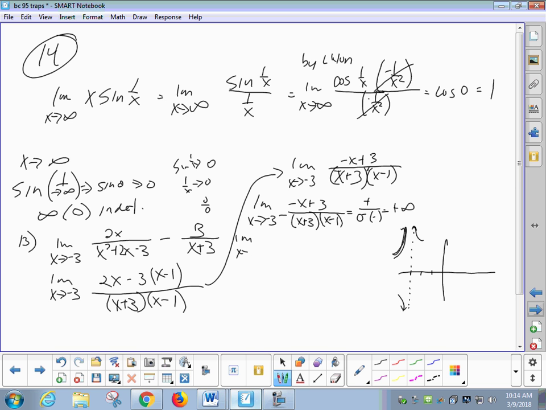And if I looked at the other side, this would still be positive, but this would be small positive numbers, negative, so this is negative infinity. And so I would conclude then the limit does not exist. The one-sided limits are not equal. You're welcome. That's a humdinger. Okay.